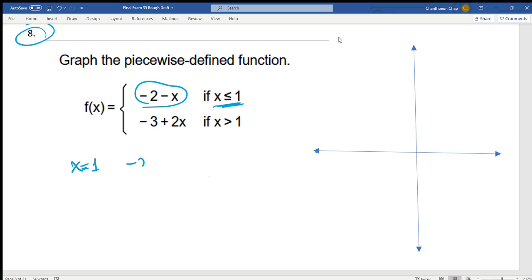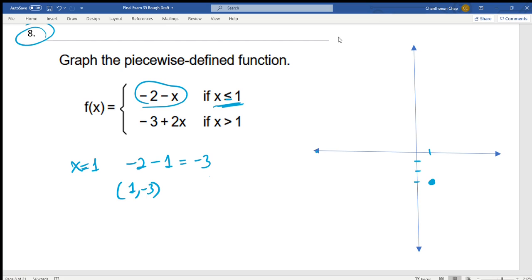This gives me negative 2 minus 1, and that's equal to negative 3. So let's plot the point 1 comma negative 3 on the graph. And I know this is going to be a closed circle because of that inequality. It's a less than or equal symbol, so it must be a closed circle.